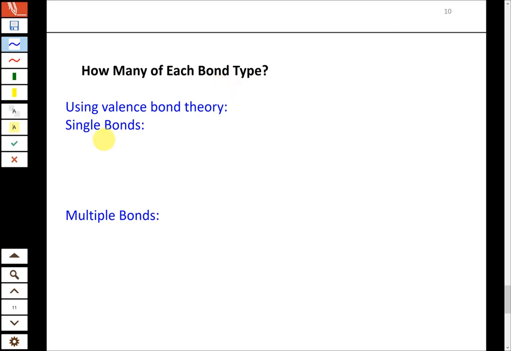So the first is that if you have a single bond, most of the bonds that we'll see are single bonds, those are always going to be sigma. When we talk about the more complicated bond theory that we're going to get to next time, although it only works for very simple molecules because it's so complicated, you will see there are sometimes cases where single bonds are not sigma bonds. But using the hybridization valence bond theory approach, if you have a single bond, it will be a sigma bond only.